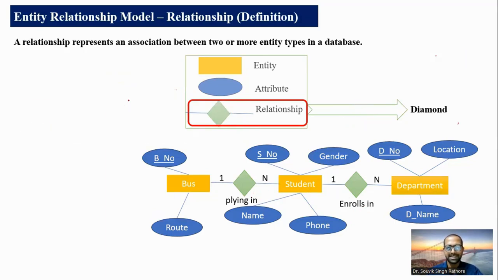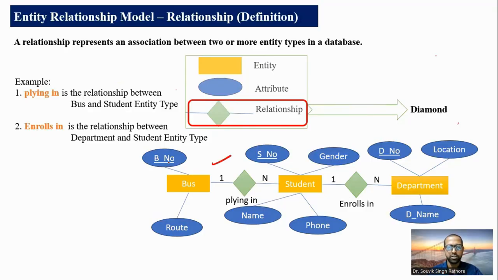When we see the example over here, we have three entity types: bus, student, and department. You see how beautiful the relationship name is written. Plying in is a relationship between bus entity type and student entity type. Similarly, another relationship name, enrolls in, is a relationship between the department entity type and the student entity type. These names make the relationship so understandable.